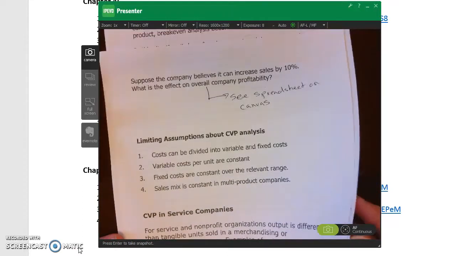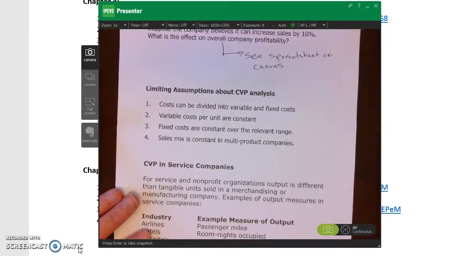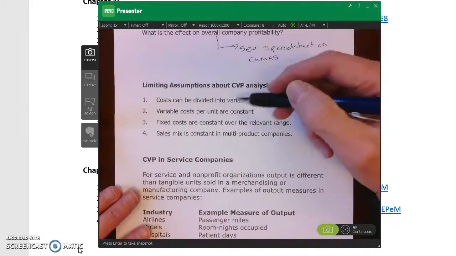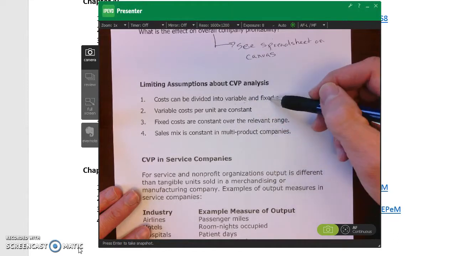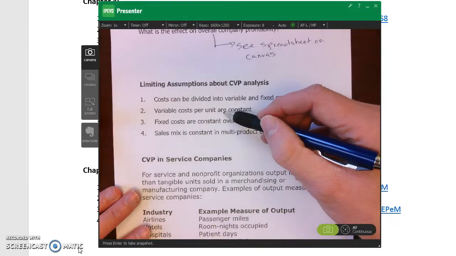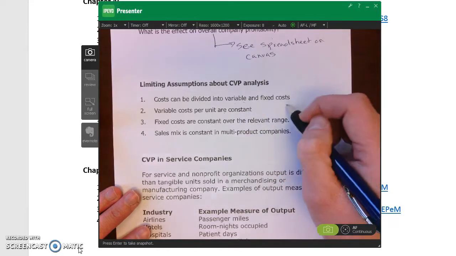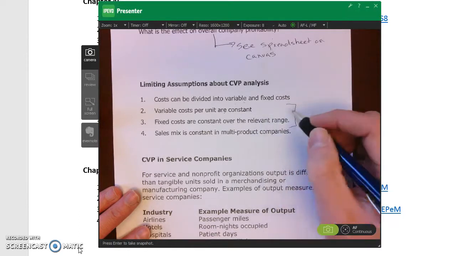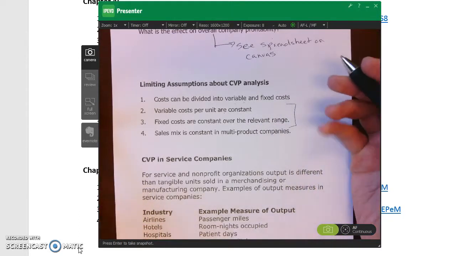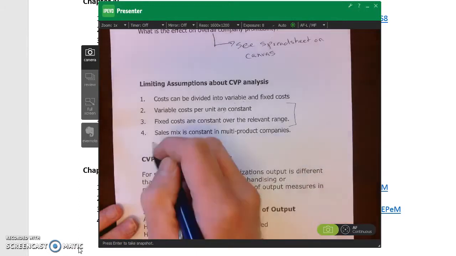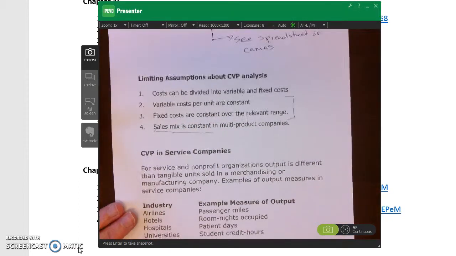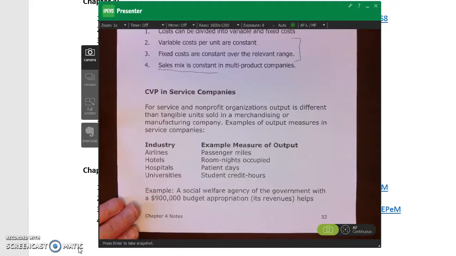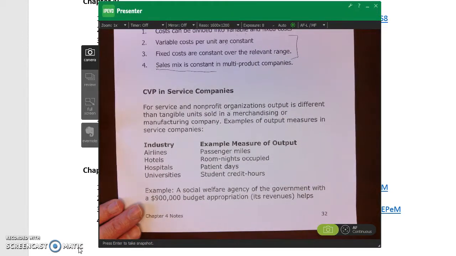When we talk about some assumptions about CVP, the main ones are that we can divide costs into variable and fixed, that our variable costs per unit are constant, and that our fixed costs in total are constant. So basically, we're assuming we're within the relevant range, and then finally that the sales mix is also constant. Okay. Service companies and not-for-profits can also use CVP analysis.